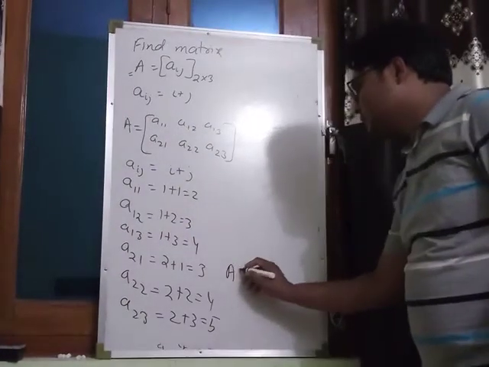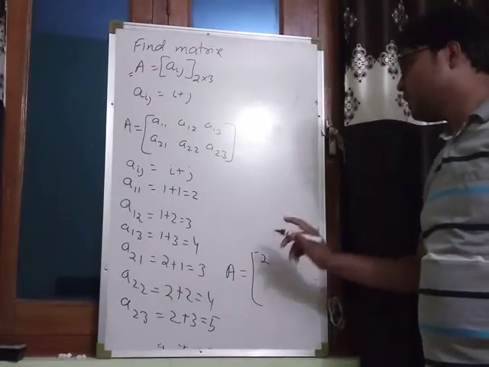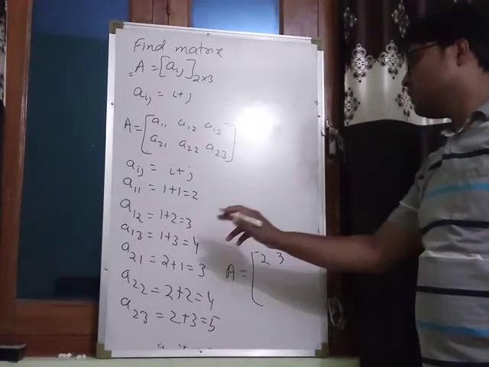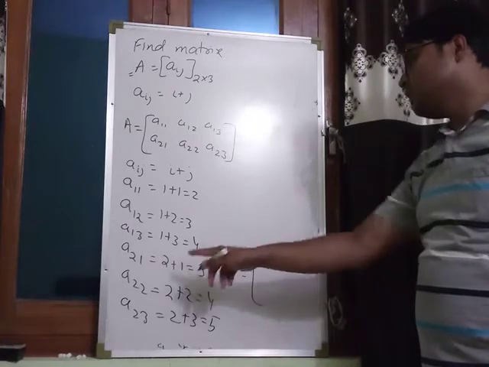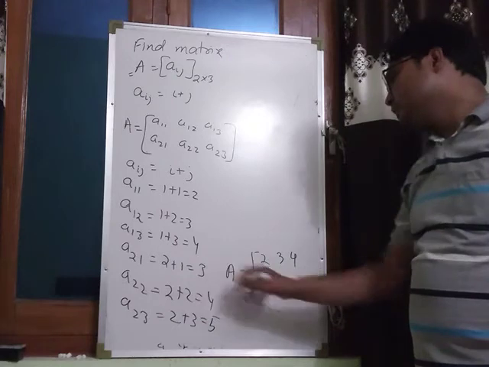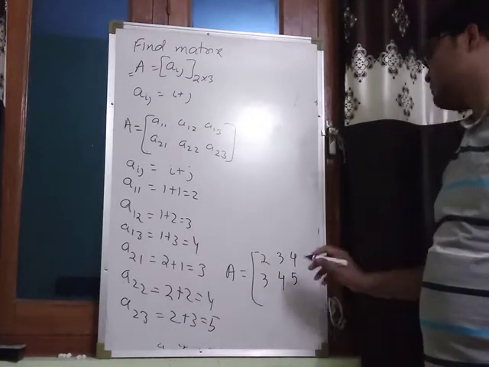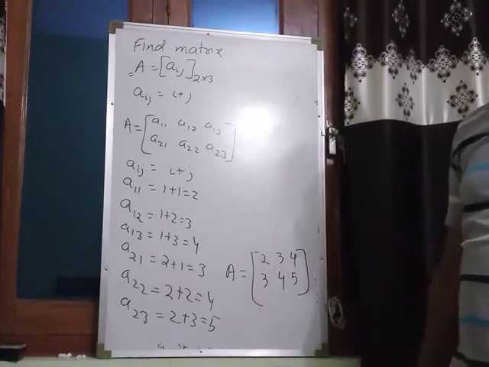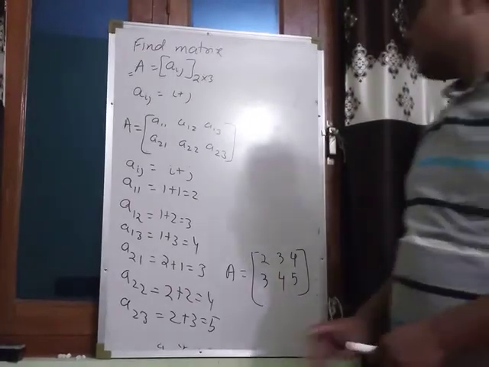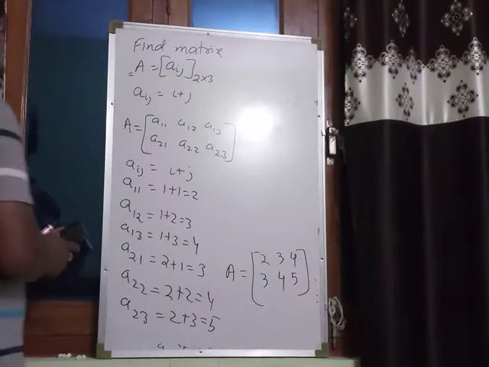So that matrix will be what? A11 that is 2, A12 that is 3, A13 that is 4, A21 that is 3, A22 that is 4, A23 that is 5. This is the required matrix. Okay, this is like this. Another example, I am going to solve another example.